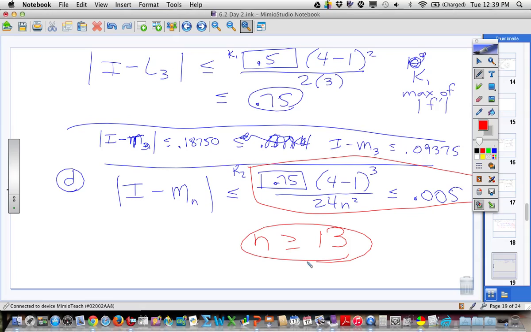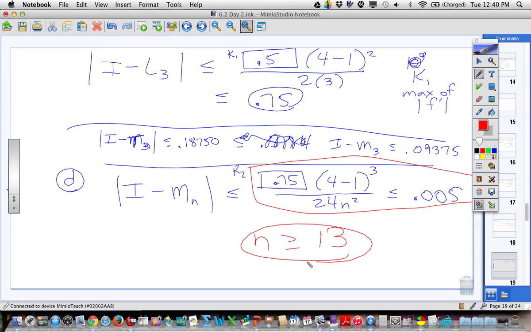Any number greater than or equal to 13 would work, but I think your answer should be 13, right? That's the best, because that'll guarantee it, and we always want to do the fewest. If you had to do these out by hand, you wouldn't want to do 20. You'd want to do 13. If 13 will do the job, you'd want to do 13, right? Because that's guaranteed to get us that close.